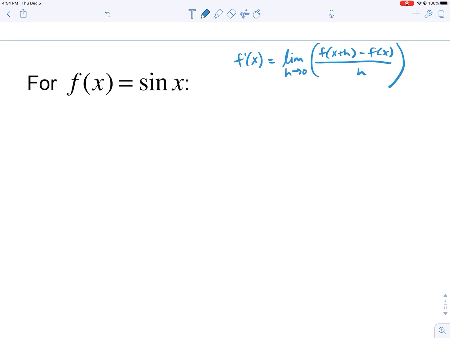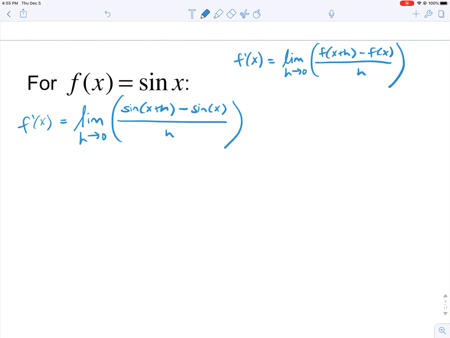So if we have f of x equal to sine of x, then f prime of x is going to be equal to the limit as h approaches 0. And this is a little bit long of a derivation, so I'm probably going to end up adding a page. So if you're following along, you just keep that in mind. Okay, so the limit as h approaches 0 of sine of x plus h minus sine of x all over h. Like, okay, well, what do I do now?